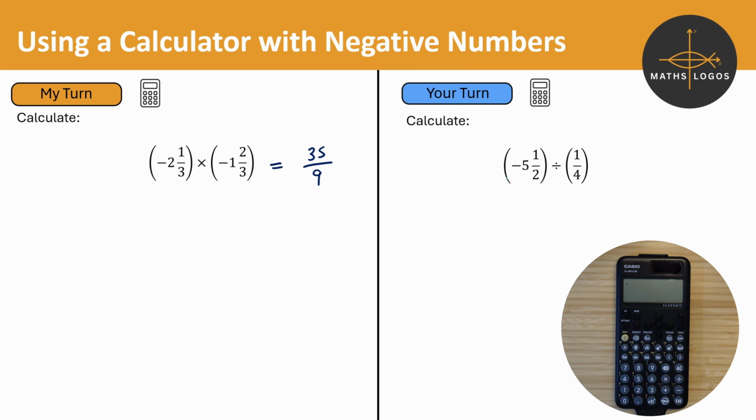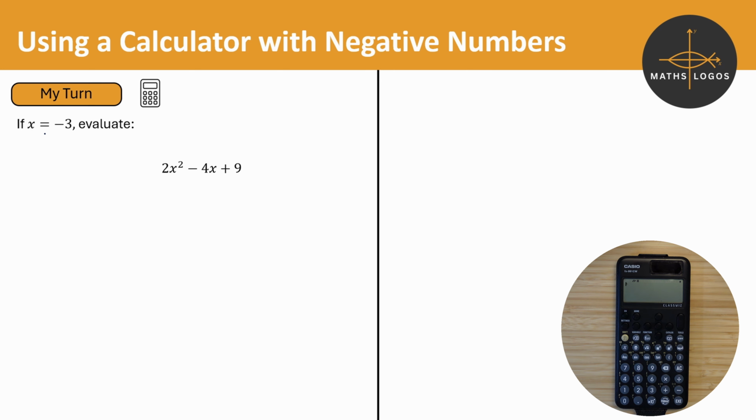So calculate -5 1/2 divided by 1/4. We'll come over to our calculator, hit Shift and then our fraction button to get our mixed number, and then type in -5 1/2. Then we'll divide that by 1/4. The brackets are not strictly necessary in this case. If we type that in, it gives us an answer of negative 22. So that's what you should have got.